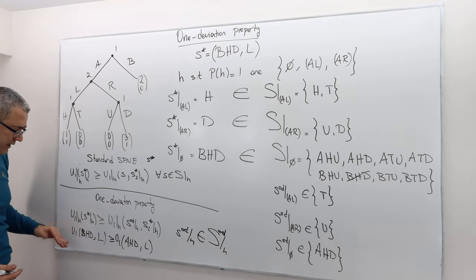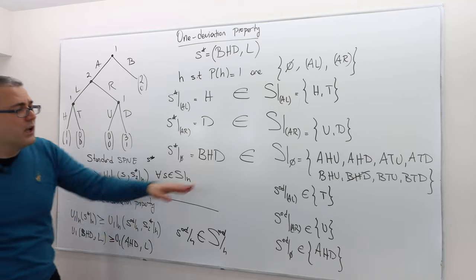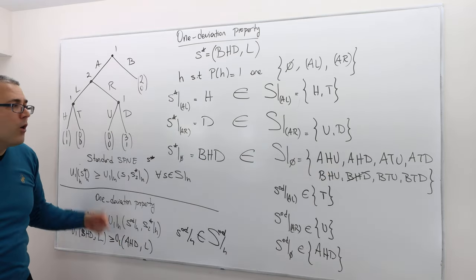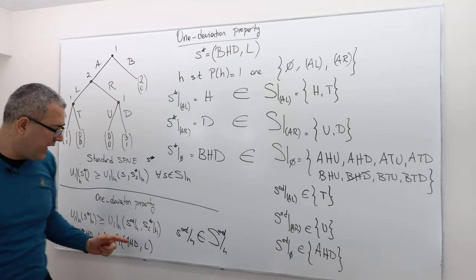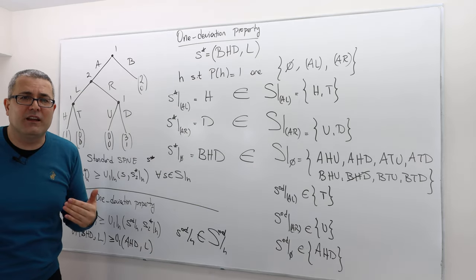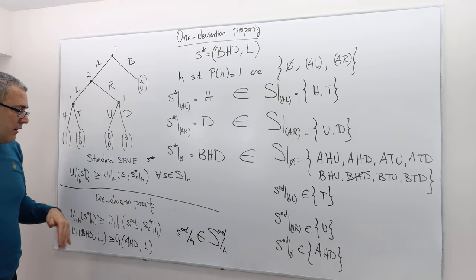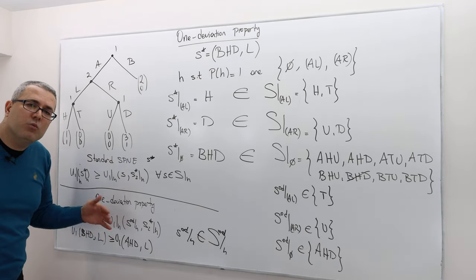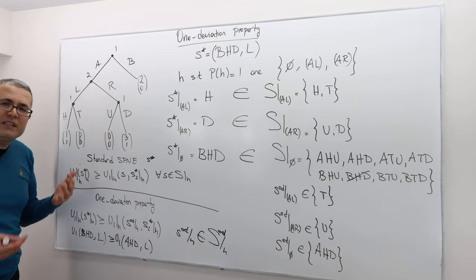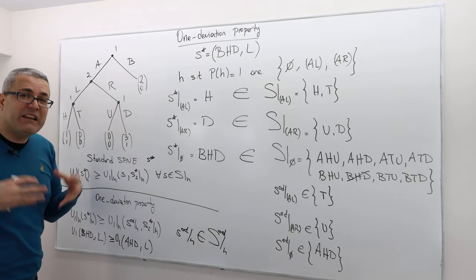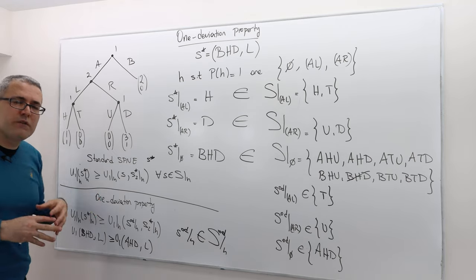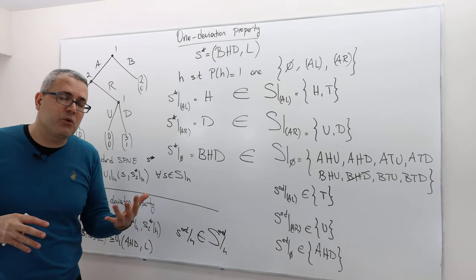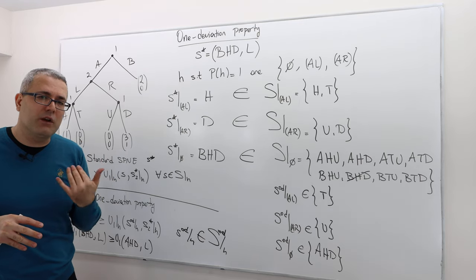You don't have to check, for example, is this payoff greater than utility of one under AHU, all right? Or ATU or ATD. You don't have to check that, all right? You have to check them for SPNE, but you don't have to check it if you're using one deviation property. So you see that reduces significantly the number of inequalities you need to check to verify whether a strategy profile is subgame perfect Nash equilibrium or not.